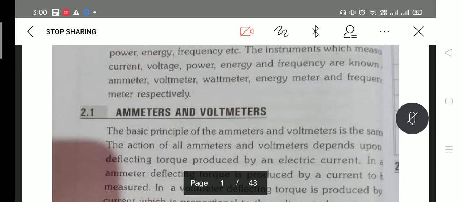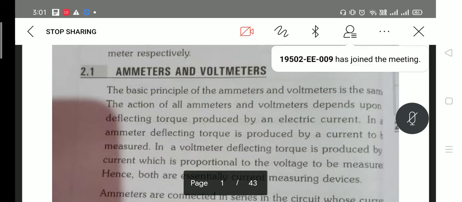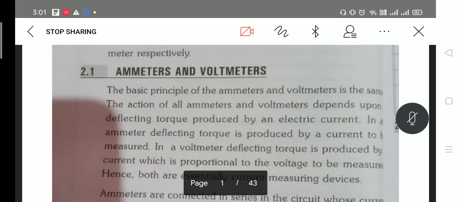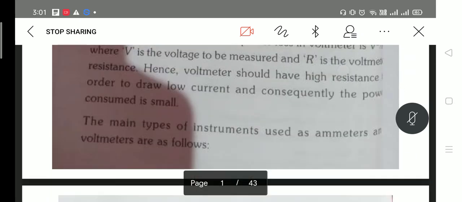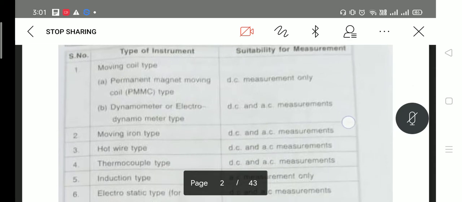The second unit is voltage and current measurement. In current and voltage measurements, we have two types of instruments, that is MC and MI type. MC type is used to measure DC voltage and current, and MI type, moving iron instrument, can be used for both AC and DC measurements, right? We also have different types of instruments for measuring with the ammeter, voltage and current. So we discuss those missed points.